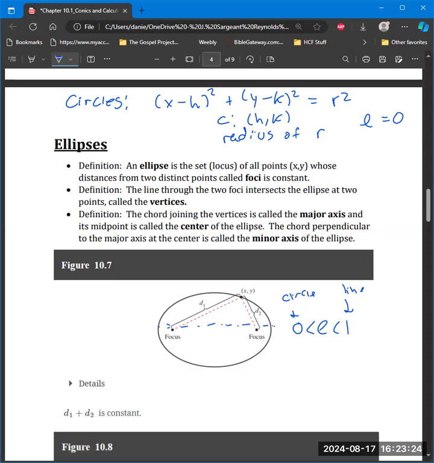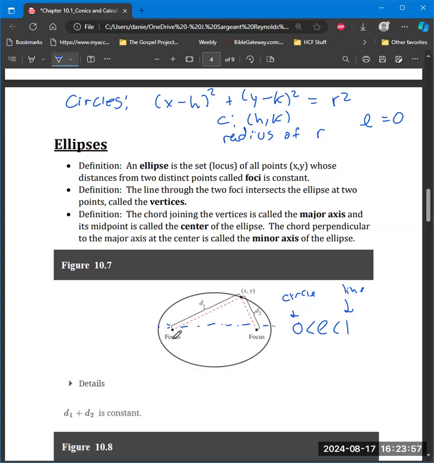Well, if I take the circle and stretch it out a little bit, either in the horizontal direction or the vertical direction, so that it's elongated in one direction, that's one way to imagine an ellipse, though there's another really precise way to actually make an ellipse, and I'll talk about that with this picture in a second. But an ellipse is the set or locus of all points x, y whose distance from two distinct points called the foci is constant.